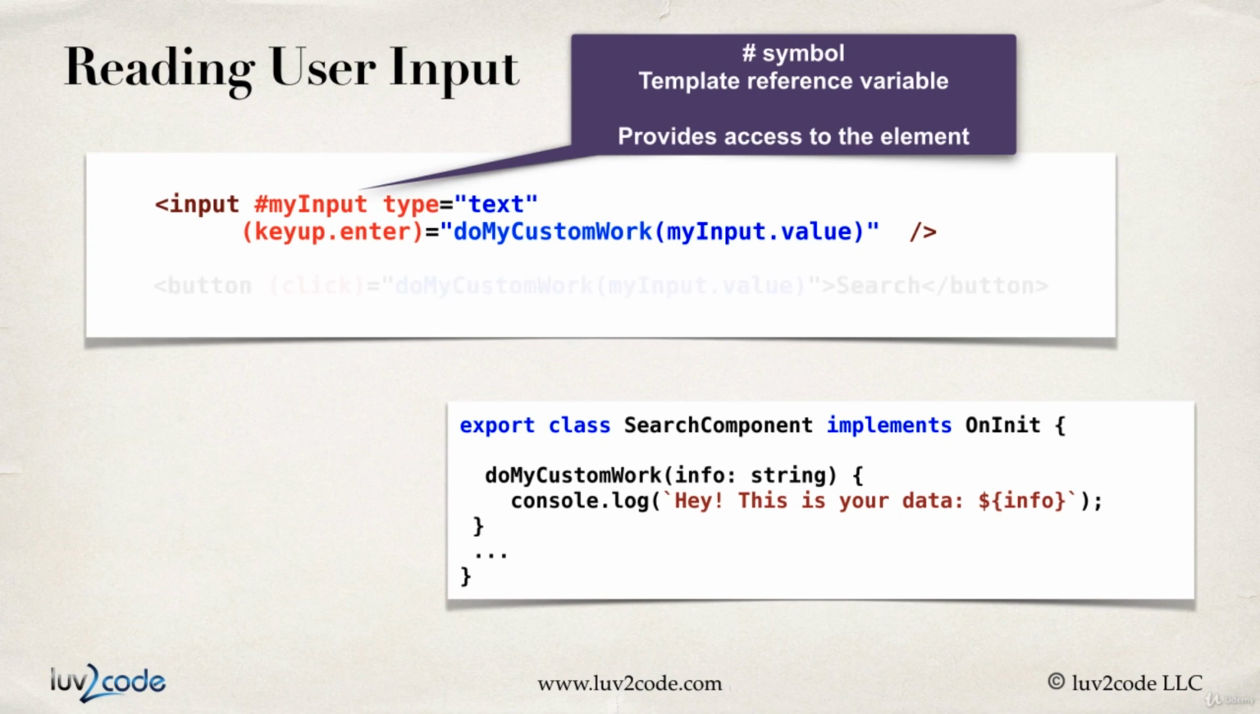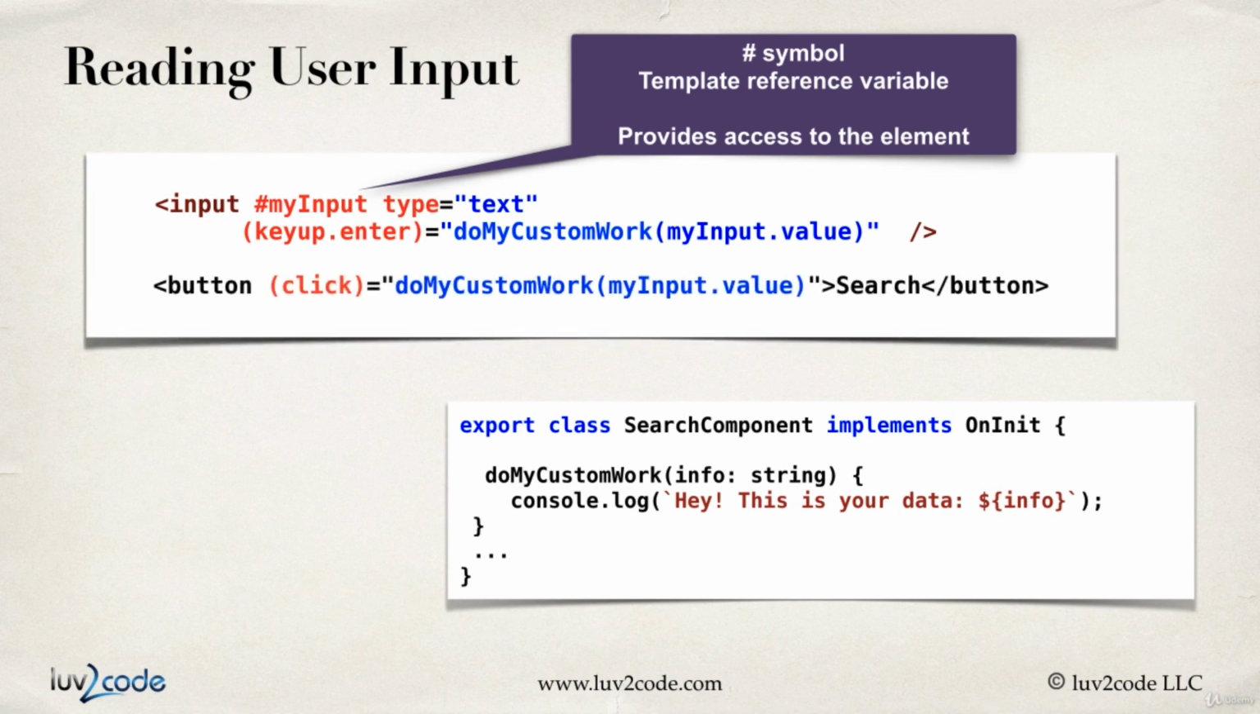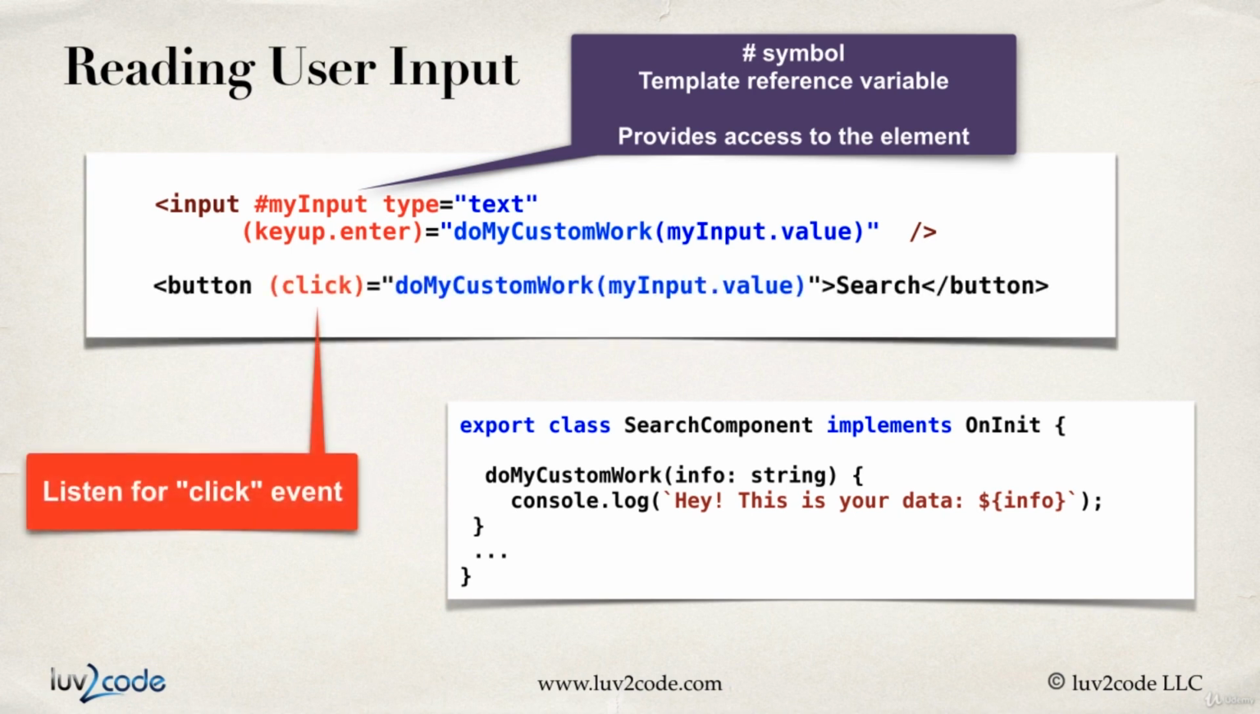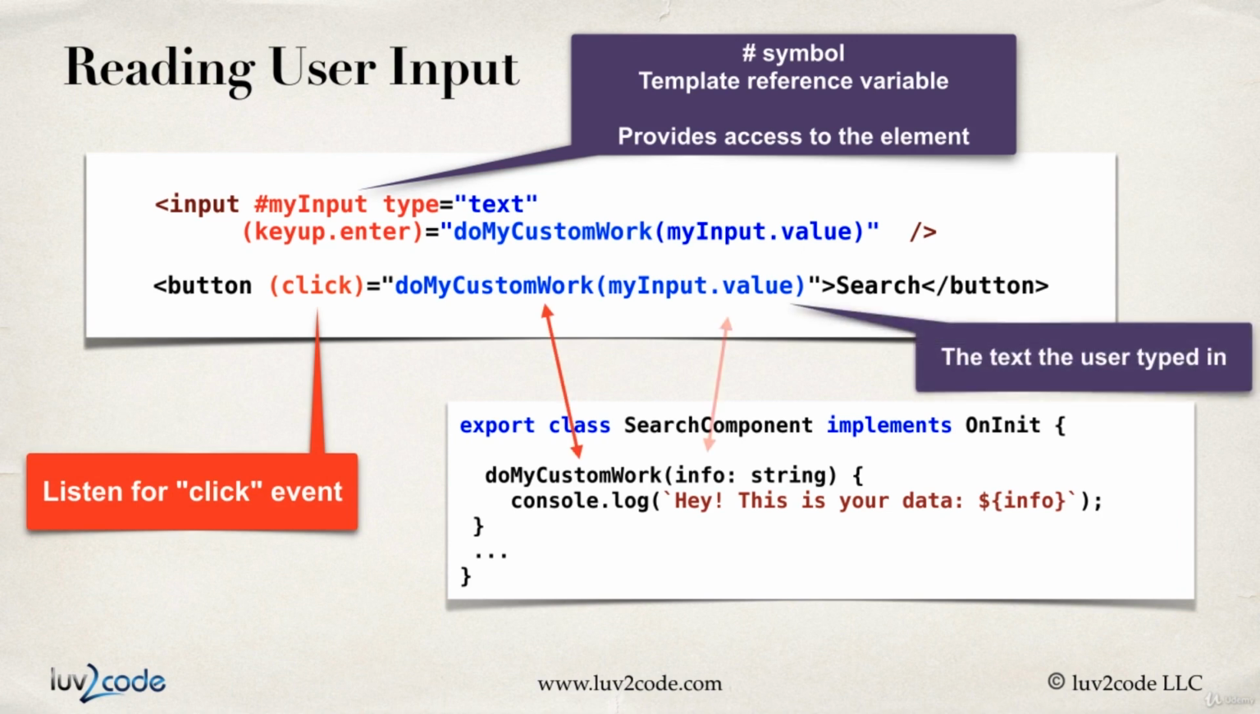And extending this example, we can add a search button. So again, we'll simply listen for a click event, and then we'll call our same method here, do my custom work, and we'll pass in the text that the user typed in, info. So basically our example works if the user hits the enter key for searching, or if the user hits the search button. So basically both of those events will call the same method.